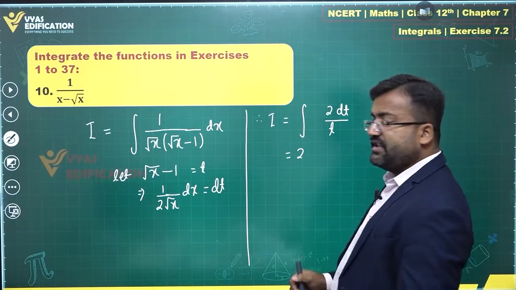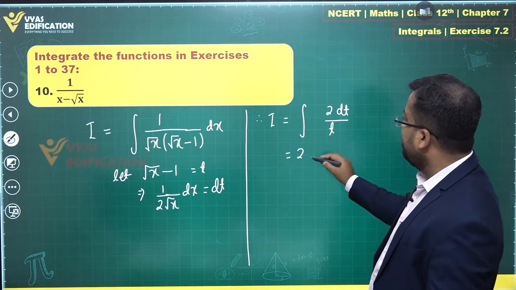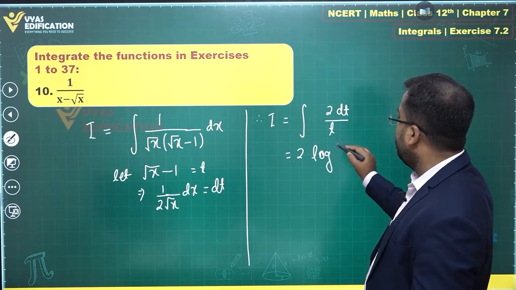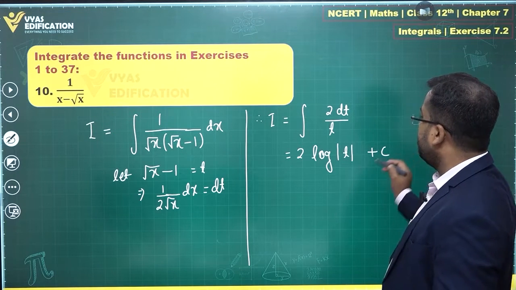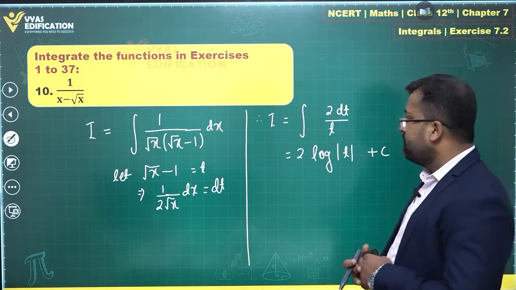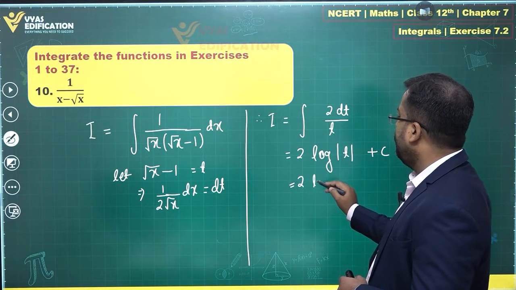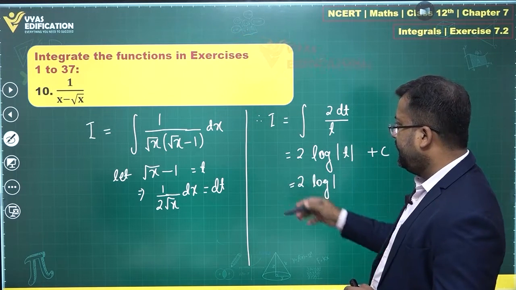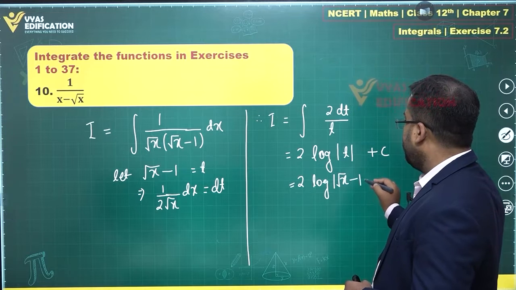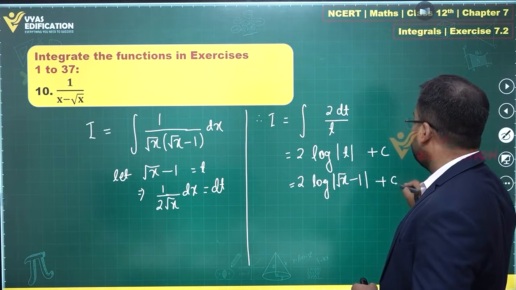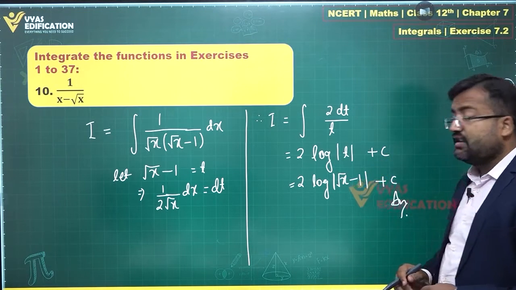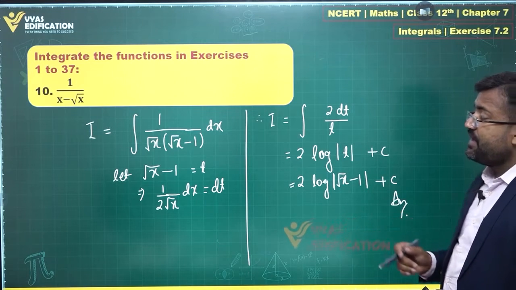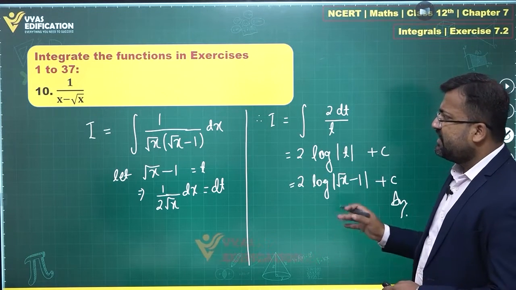2 will take care of itself. 1 upon t, the integral is ln or log mod t plus the constant of integration. That's what you have, right? Log of mod t is log of mod (root x minus 1) plus the constant of integration. That's the required answer for this question, as you can see over here. This is the 10th question for us. That's the complete solution of this.